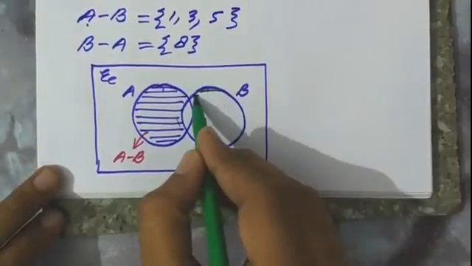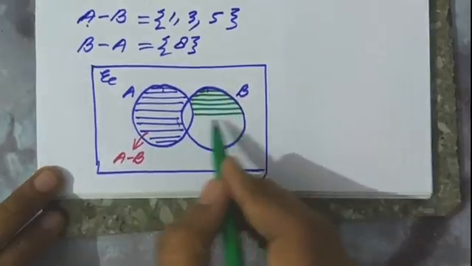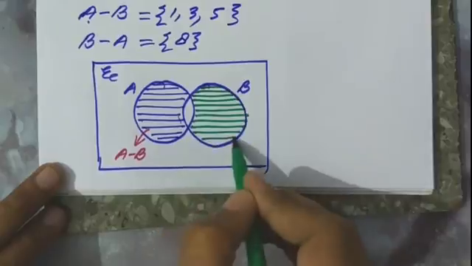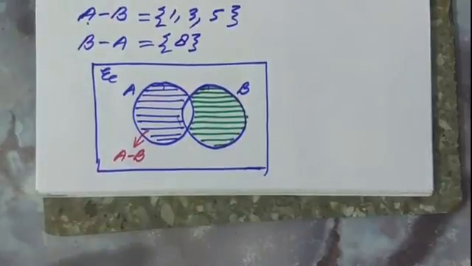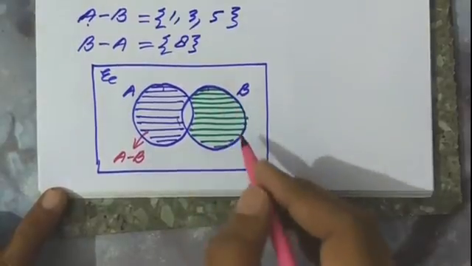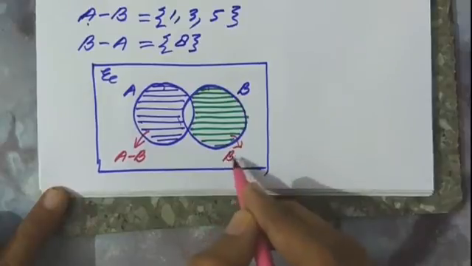Now suppose we have to take B minus A, so we have to shade only that portion of B which is not contained in A. So this green portion shows the operation B minus A.